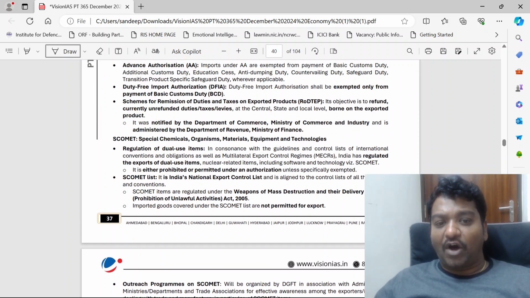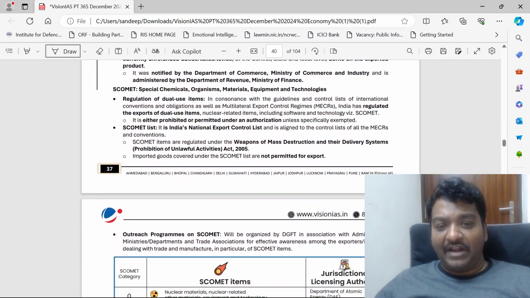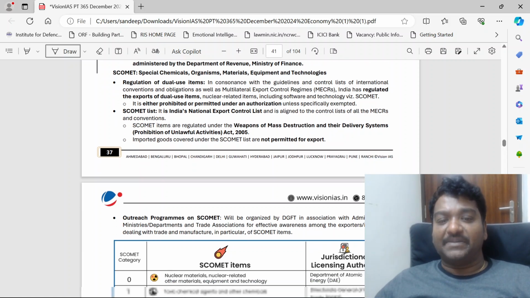Special chemicals, organisms, materials, equipments and technology. Regulation of dual use items. You see, this is important. SCOMET list. Special chemicals, organisms, materials, equipments and technologies. It is India's national export control list and is aligned to the control lists of all the MECRs and conventions. SCOMET items are regulated under the Weapons of Mass Destruction and their Delivery Systems Act 2005.